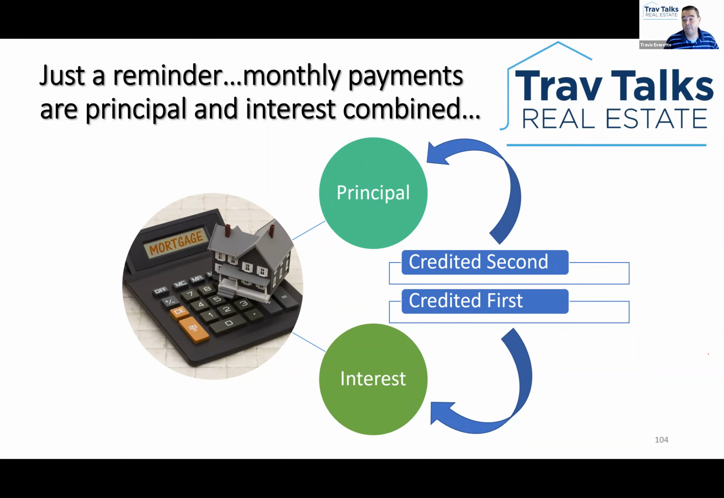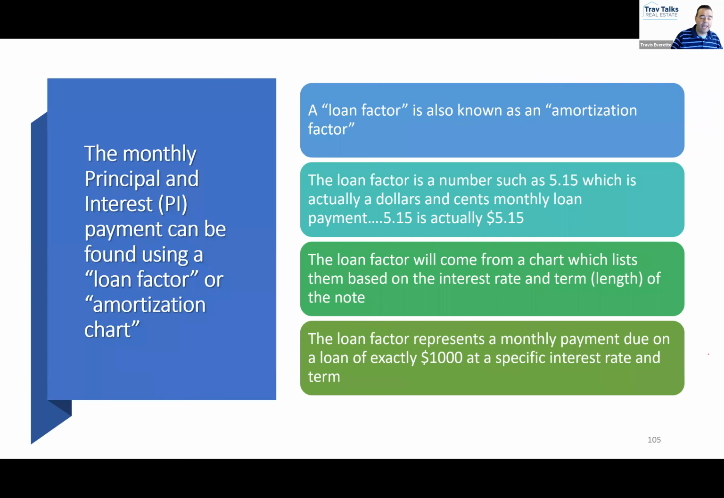If there's only $50 left after the interest gets paid, well, then, oh, well, that's all that gets credited toward the principal, is $50. Okay. So, because the interest is always going to get deducted first. When that monthly payment is set, it is set using something called a loan factor or an amortization factor. A loan factor or amortization factor is simply a number that tells you what the monthly payment is going to be.